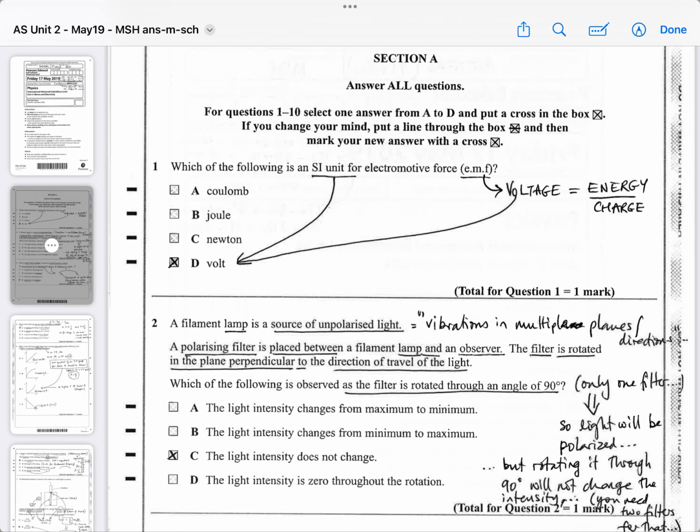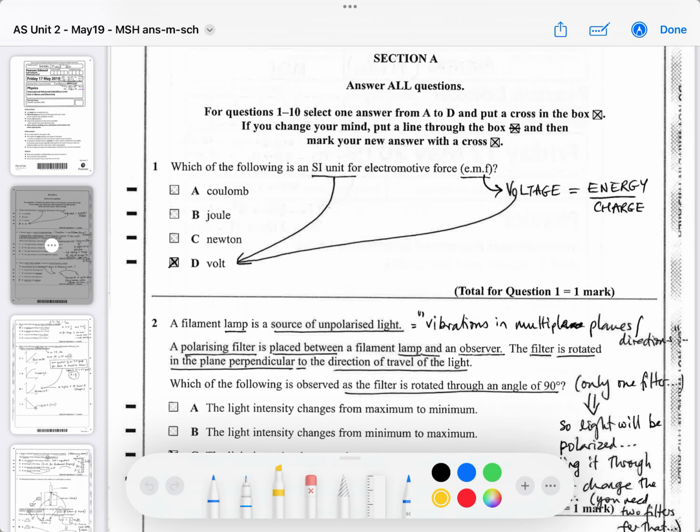Okay, so to start with, you need to know that voltage, EMF is a voltage, okay? So EMF is a voltage, and voltage is energy per unit charge, okay? They just want you to know which is the SI unit. Well, they've actually given it to you, so it's just volts. You don't even need to know the equation. So that's a very nice, easy question to start with.